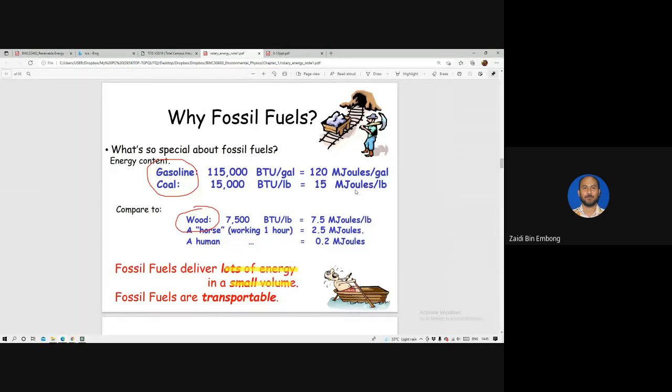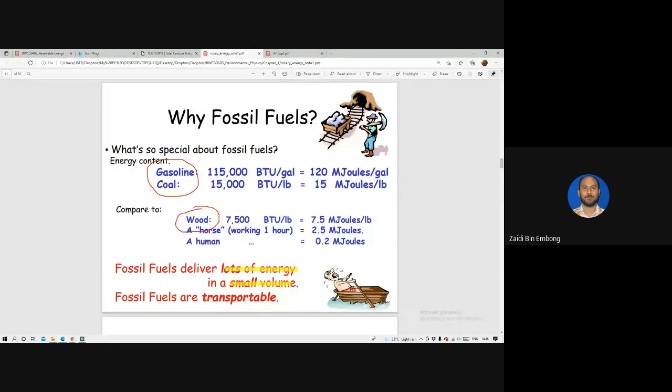In terms of energy, you can look over here. Gasoline gives you around 115K BTU, or equivalent to 120 megajoules, while coal gives you only 15, which is lower. Which one is better, coal or gasoline? Gasoline is much better because it can produce more energy.